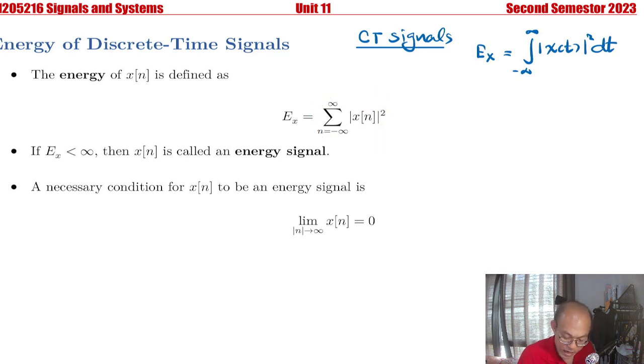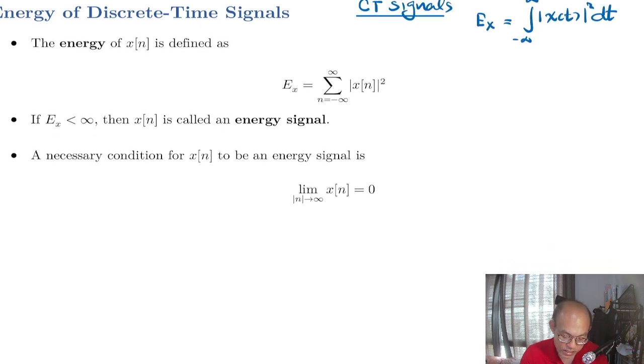So this is how the energy of a discrete time signal is defined. Because this is an infinite sum, it may or may not converge. But if it converges, in other words, if the energy is not going to infinity, then the signal x is called an energy signal. So an energy signal is a signal where the energy is finite.